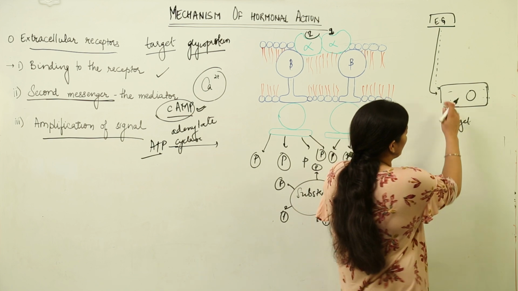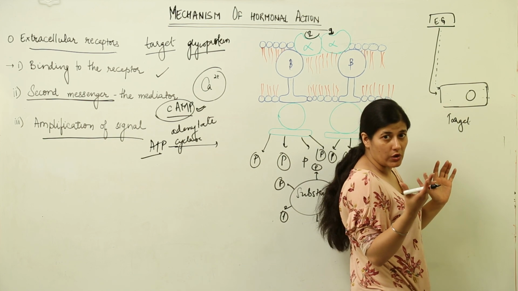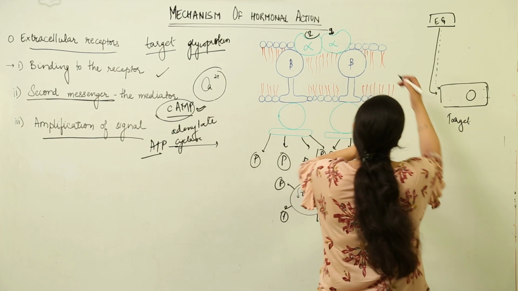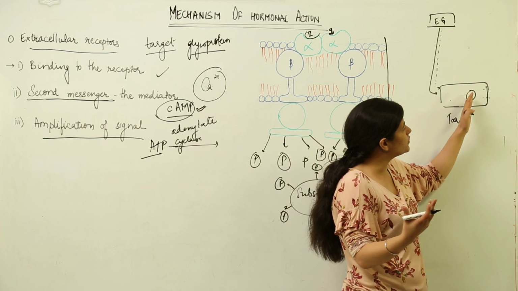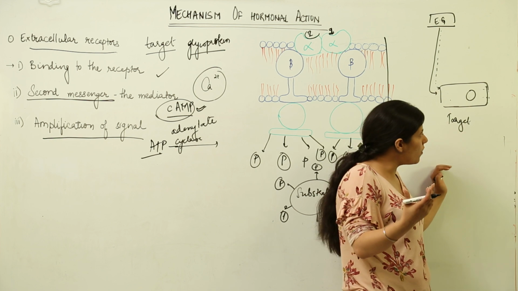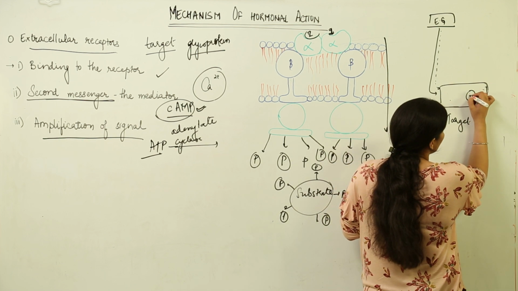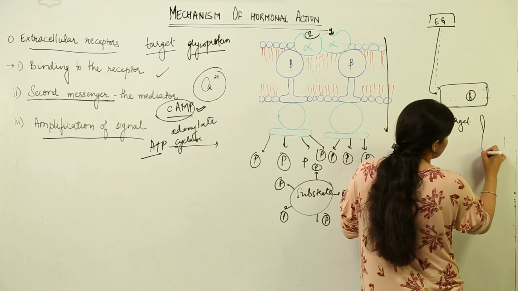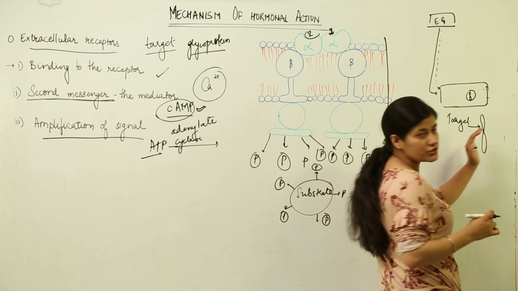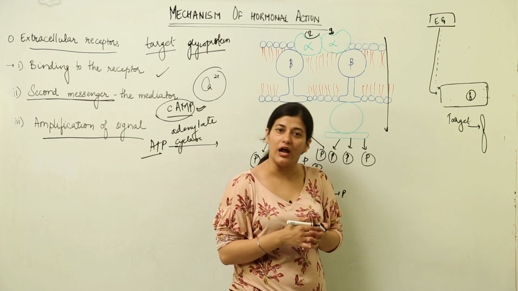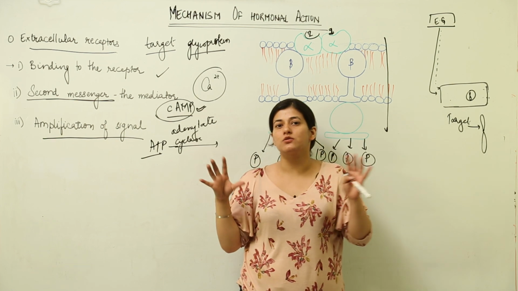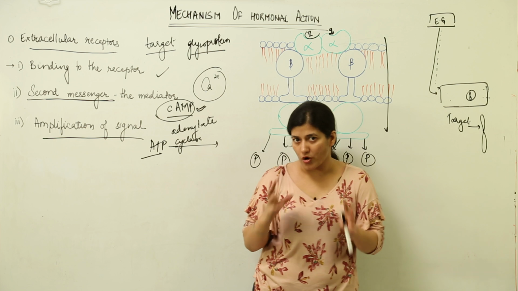Now it comes to the target organ. Because it is a steroid hormone, it can easily pass through the plasma membrane. It would directly go and interact with the nuclear membrane and bind to the chromosomal part, inside the chromosome. The hormone would directly join with the gene and bring about the changes whichever are necessary. So this is all about the mechanism of hormone action.